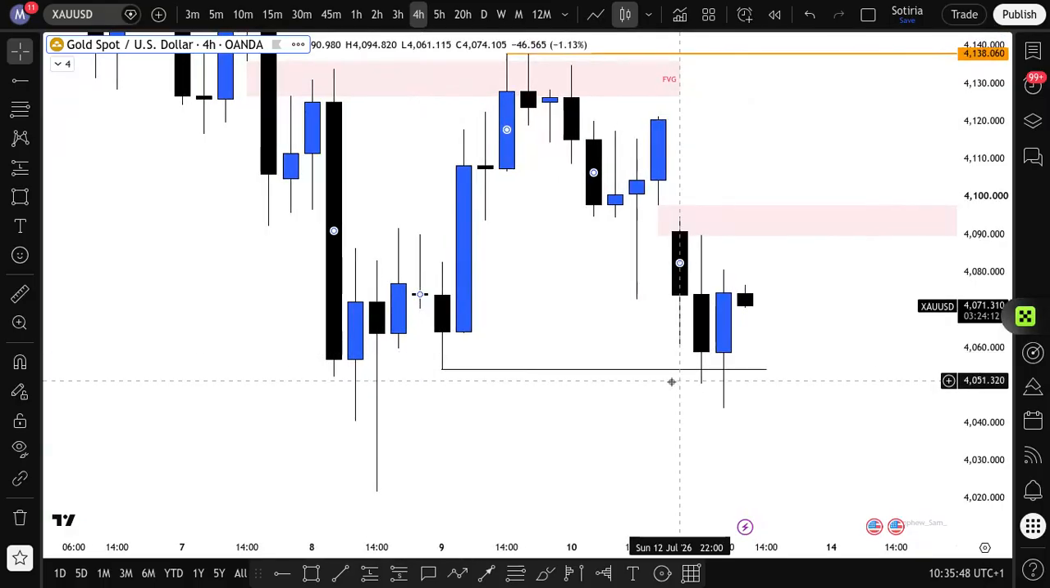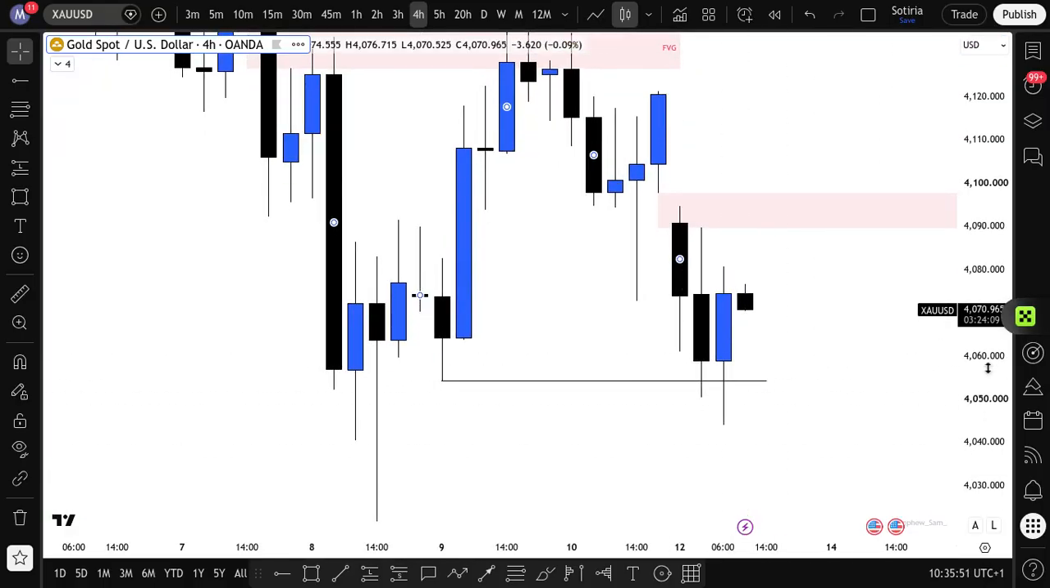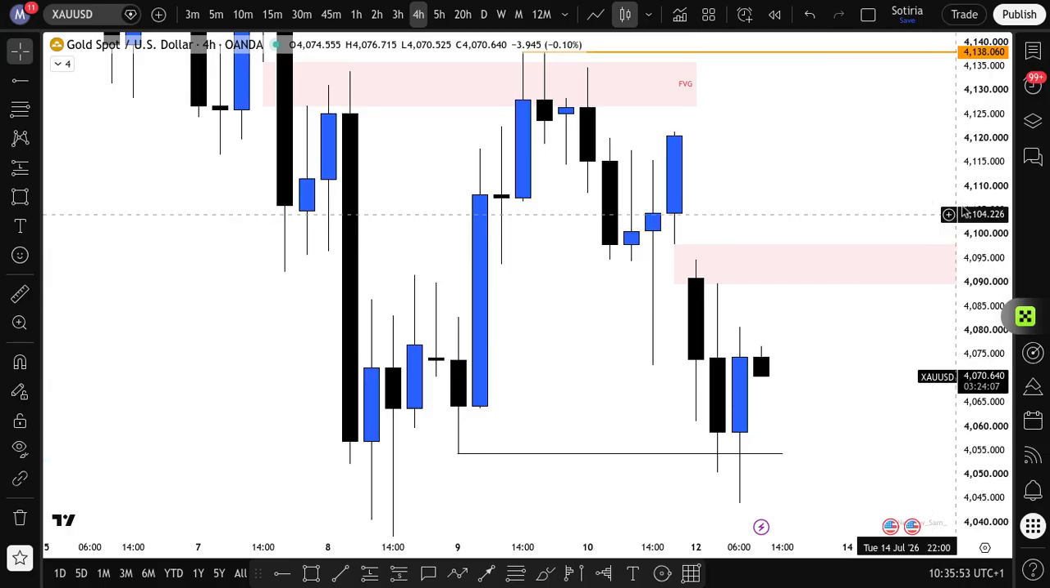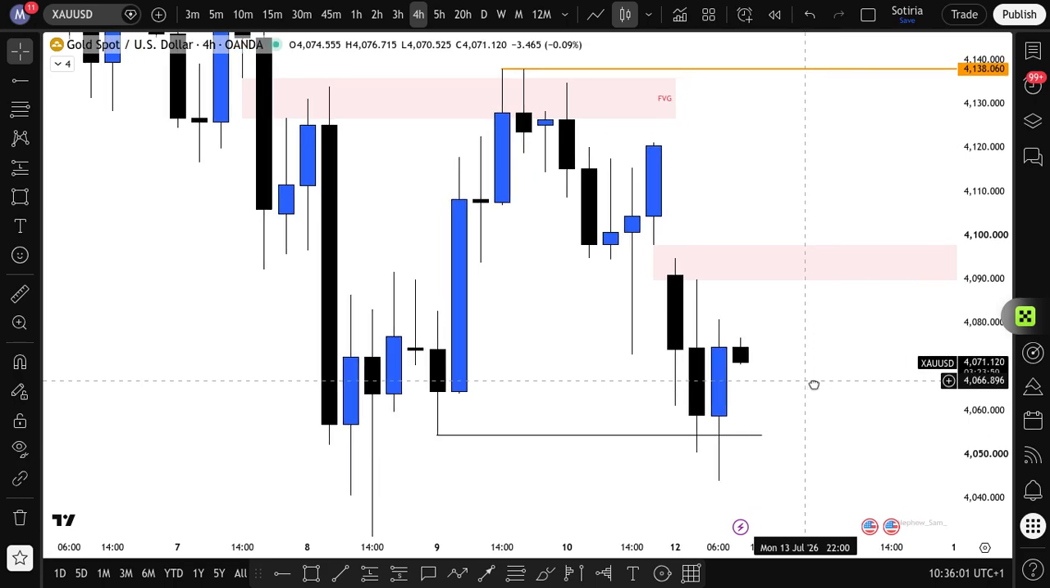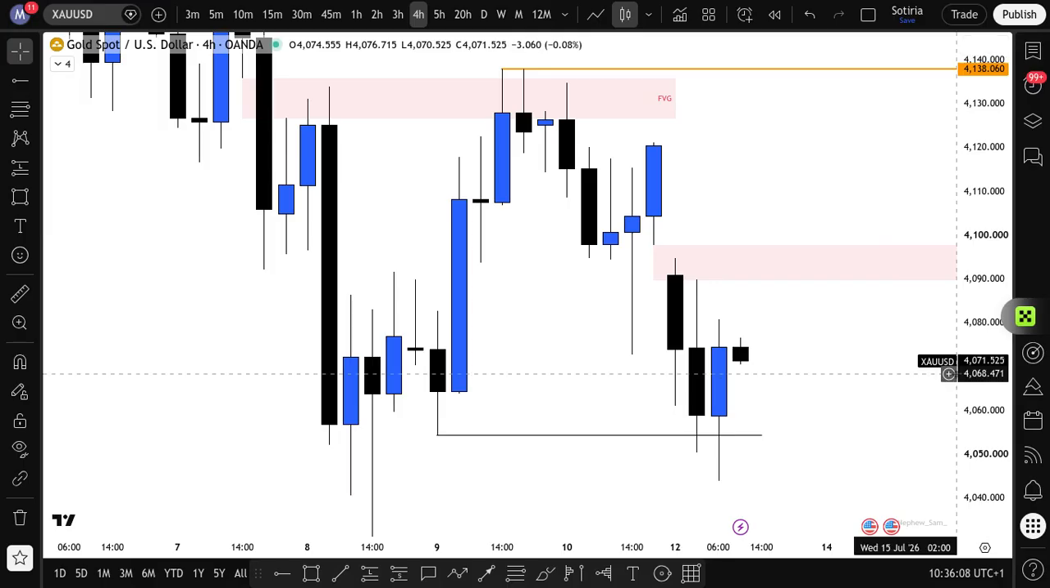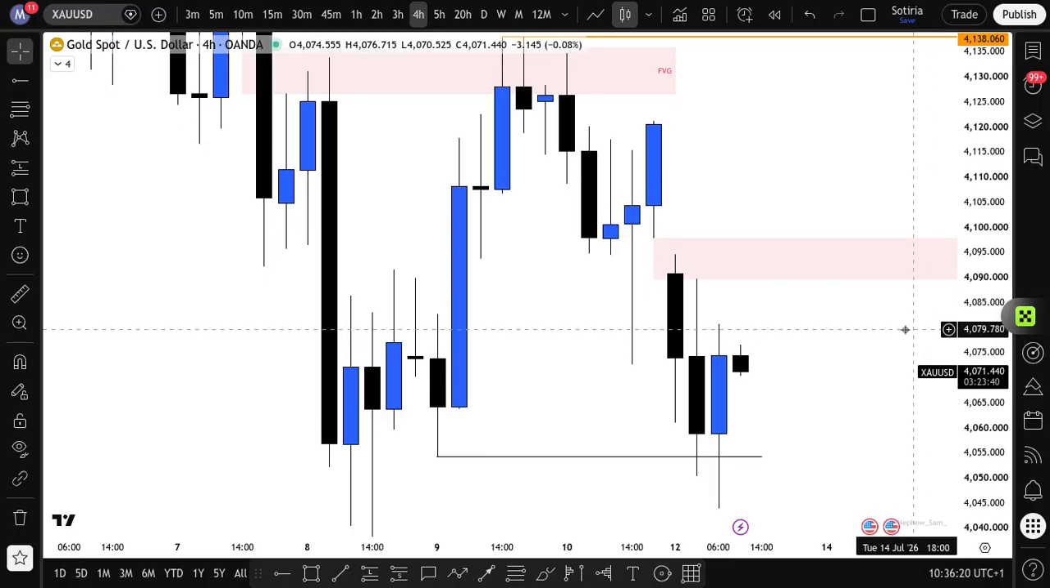I have this level right here on the 4-hour time frame. I'm waiting for a confirmation. The next 4-hour candle is going to be closing in the next 3 hours and 23 minutes. Let me zoom in so you can see what I'm talking about. Look at this timer here. Price is going to be closing on the 4-hour candle, so I'm going to see how that candle closes. And depending on how that candle closes, I'm going to enter a trade or not enter a trade on gold.